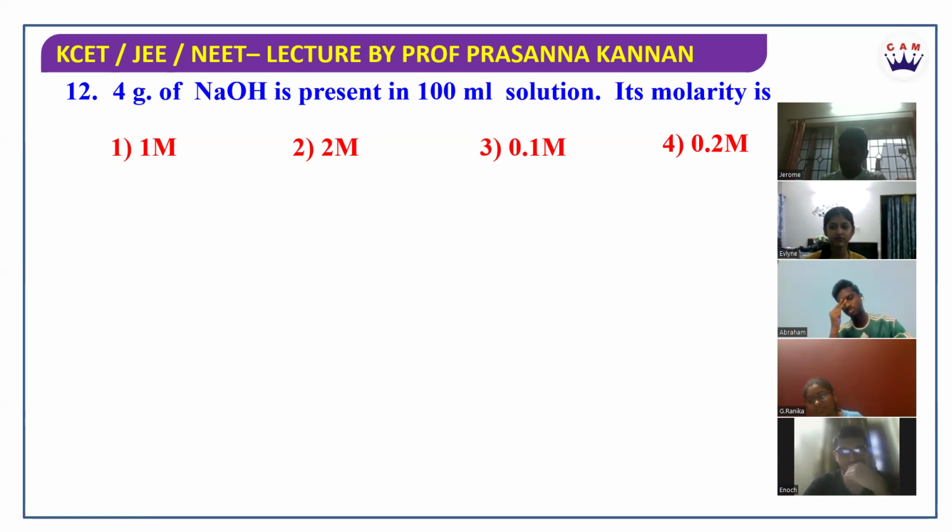So all of you are correct. What is given weight, Levin? So 4 by 40. What, Enoch? 40 or 35? 40, sir. How did you get 35? Okay, fine, 40. 4 by 40, you get 0.1. So 0.1 by 100 into 10 to the power 3. You get, tell me if the answer is not there, I'll add the option. 0.1.